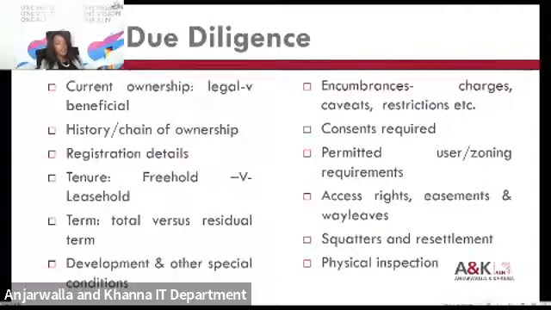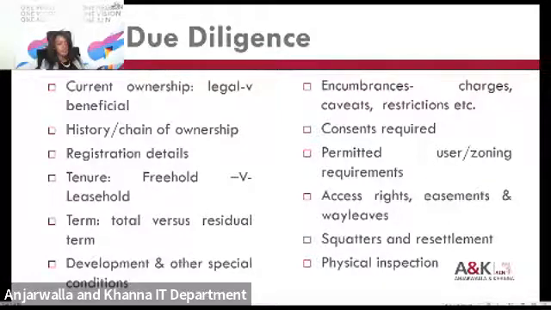Then the history and chain of ownership is important, because the project company would want to ensure that the whole history of the property is clean, all the way from the person who was first allotted the land to the person we are dealing with, because if the chain of ownership is tainted at any stage, then that could later come to haunt and affect and impact the project. The registration details of the property would need to be publicly available, and the records would need to match whatever information the owner is giving to the project company.